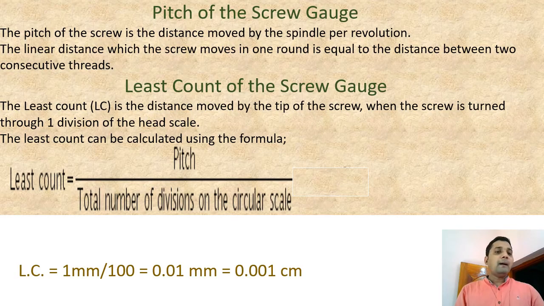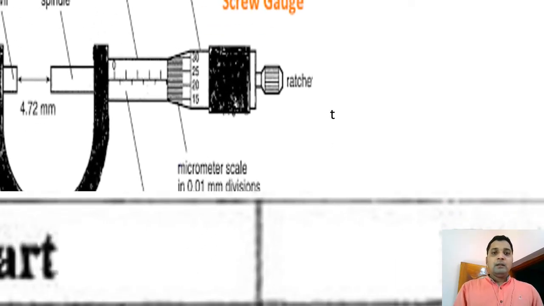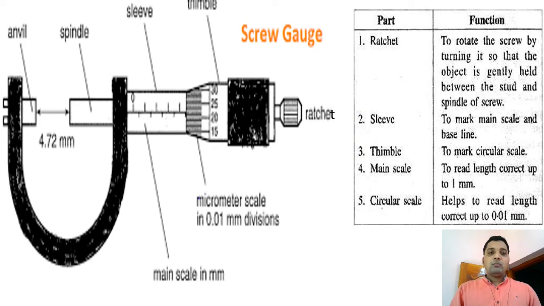Now we'll come to the different parts of the screw gauge. The first one you can see is the ratchet, the last part. This screw part is used to rotate the screw. When we rotate the screw, slowly the spindle will move toward the stud, or anvil, and this gap will fill. When it moves, gradually the gap fills, and depending upon the diameter of the object, we adjust with the help of the ratchet or the screw. Another one you can see here is the baseline.